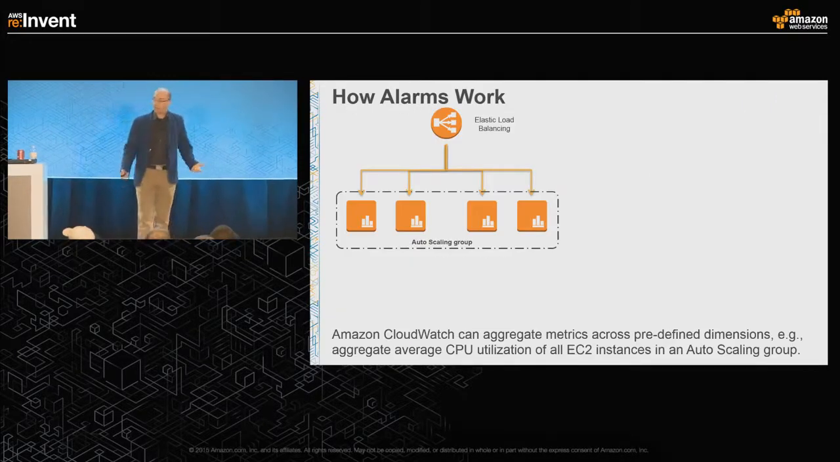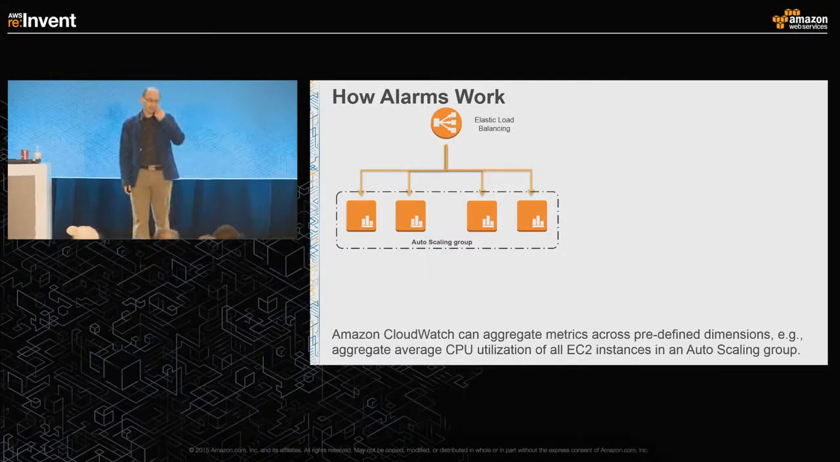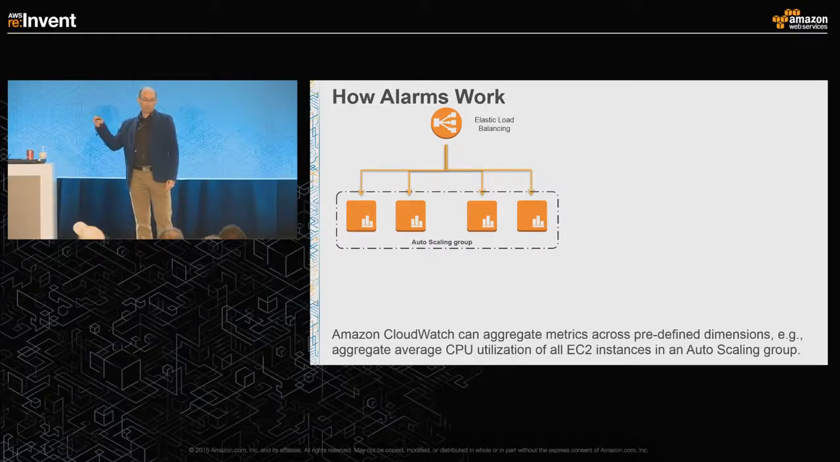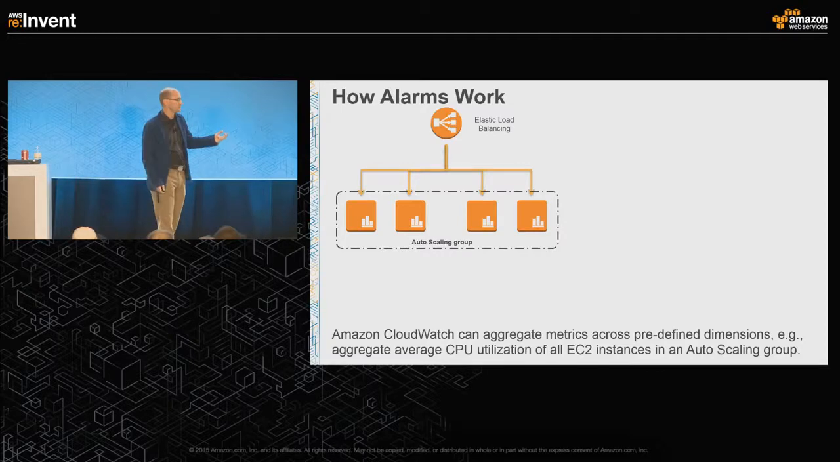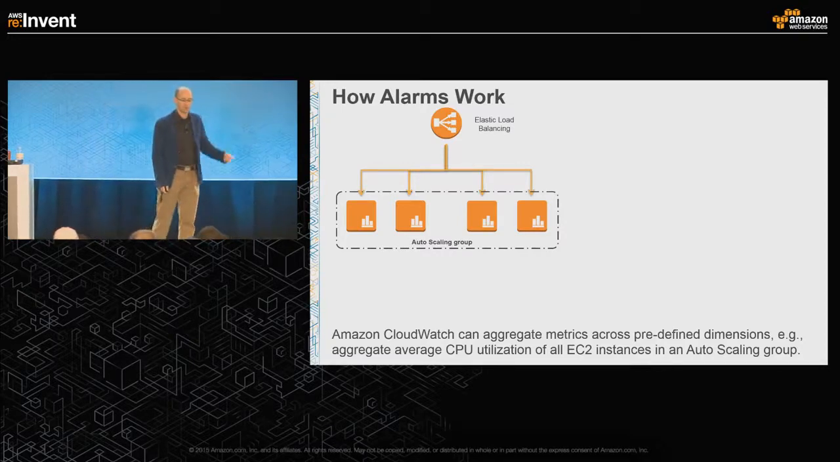How do these alarms work? All of the instances in the autoscaling group emit metrics right away, which allows you, for example, to get the average CPU utilization for the whole autoscaling group. You don't need to know which instances are in there. You just need to know the name of the group. And you can ask CloudWatch. It will tell you what the current average, maximum, and so on is.